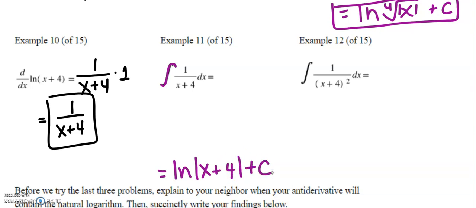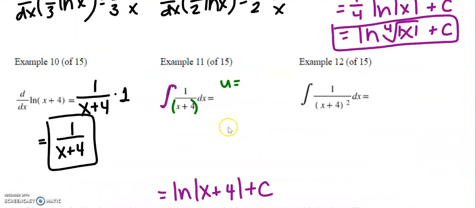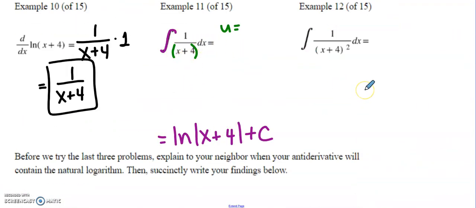But let's talk about what really needs to go on here. What really needs to happen is we need to do a u substitution. Because this 1 over x plus 4 does not fit our base rule of 1 over x dx, right? Those were perfect variable matches. So here I've got x plus 4 with a dx, so I'm going to need to do a u sub. U equals x plus 4, du equals dx.